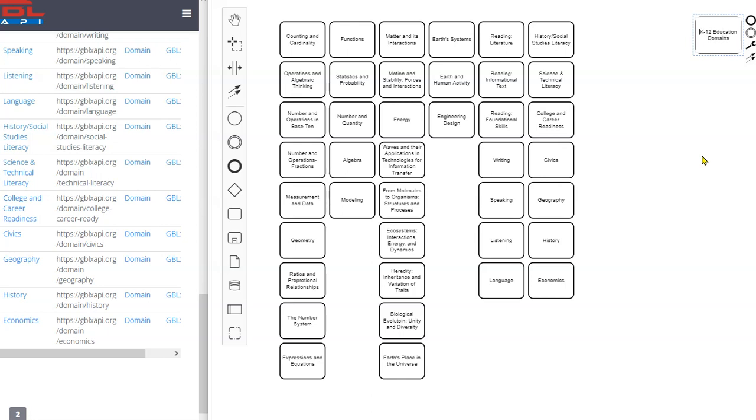And how many has this author decided to create? We got 1, 2, 3, 1, 2, 3, 4, 5, 6 is 18, 20, 22, 24, 26, 28, 30, 32, 34, 36, 38, and 40. 40 of them. 40 domains for K through 12 education.